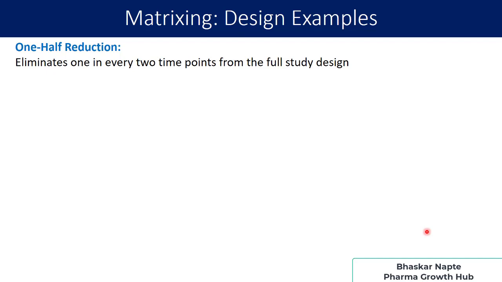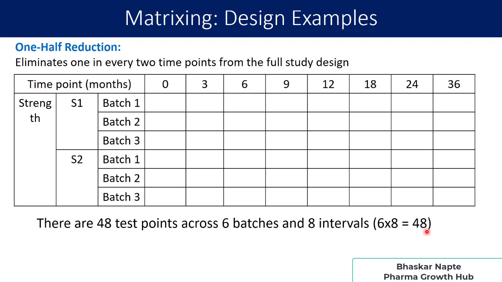Let us talk about the first concept, the first design, that is a one-half reduction. Now, what does one-half do? It eliminates one in every 2 time points from the full study design. So if you have two samples, one sample will be eliminated and there is a necessity to test only one sample. Let us now understand the situation where you have two different strengths, S1 and S2, and we know that there are three batches required as a part of your exhibit batch stability or as a part of your primary submission batches for your ANDAs, DMFs or NDAs.